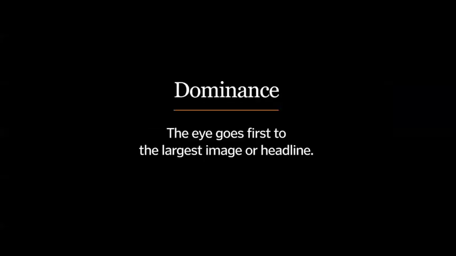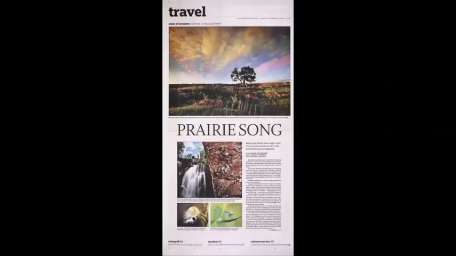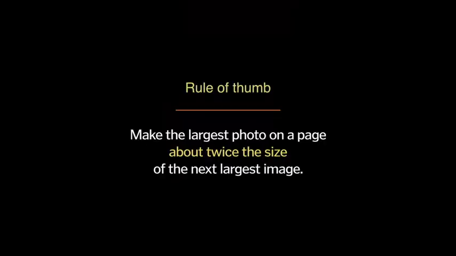So when you're designing with images, we talked about this before, dominance draws attention. So you want to make sure that you have a dominant element within your design. This newspaper page, they didn't make all of the photographs the same size because that would have made it stagnant. People's eyes would bounce back and forth and they wouldn't necessarily see what was most important. So that rule of thumb holds for this as well. Make the largest photo on a page about twice the size of the next largest image.